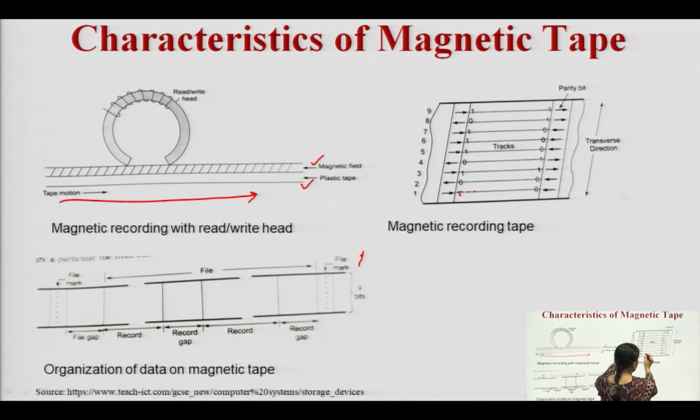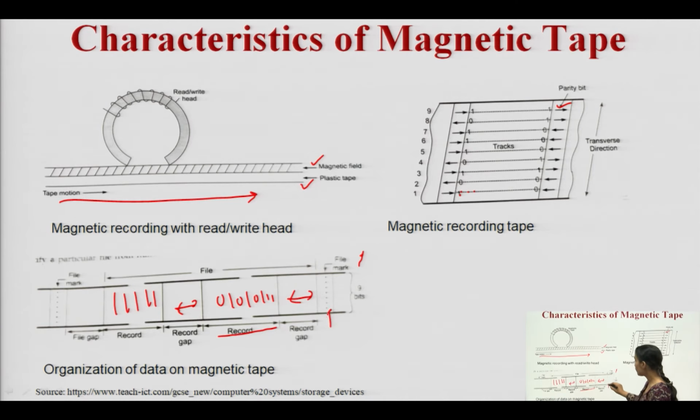This is how it is divided into different tracks. The data is stored in the form of zeros or ones. These are the different tracks, and here we are storing the parity bit that is used for error detection and correction. Then this is the organization of data on the magnetic tape. See, there is some gap, then we store some data in the form of zeros and ones, then again a record gap is given for error correction, then again we store some data in the form of zeros and ones, and then another record gap, and this is the end of file. In this manner the data is stored.